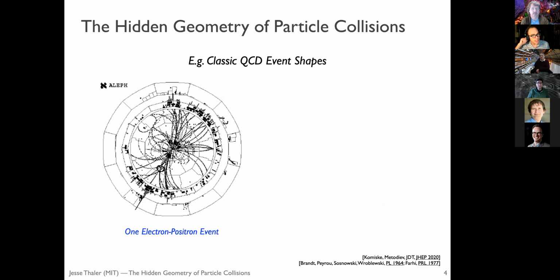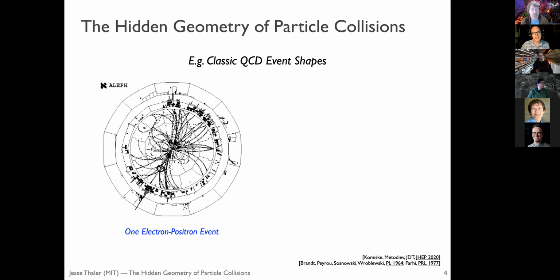So the hidden geometry of particle collisions, I can give you a little bit of a preview in the context of classic QCD event shapes. So you go back to the 1970s, work by various people, including my colleague Eddie Farhi, on trying to quantify how QCD-like or how jet-like collision events are. And so on the left-hand side, we have an event display from the Aleph experiment. And this is one electron-positron collision. And we see the manifest geometry of that shown in this event display.